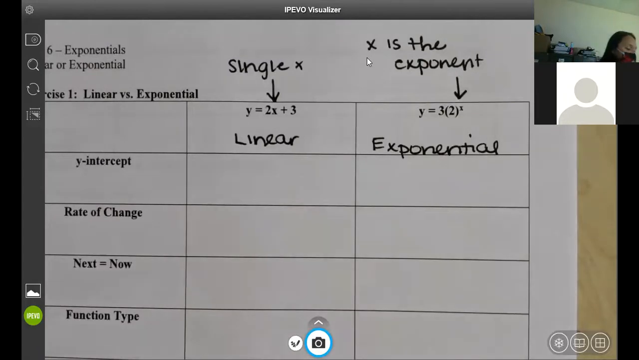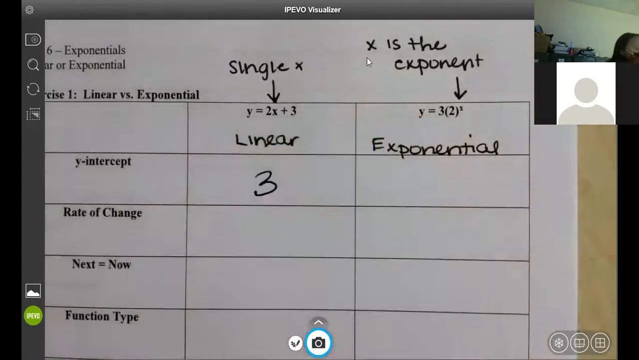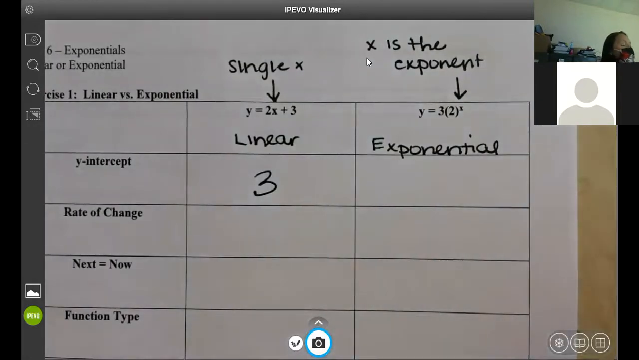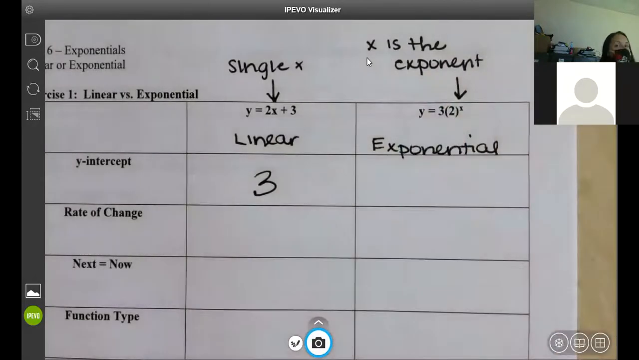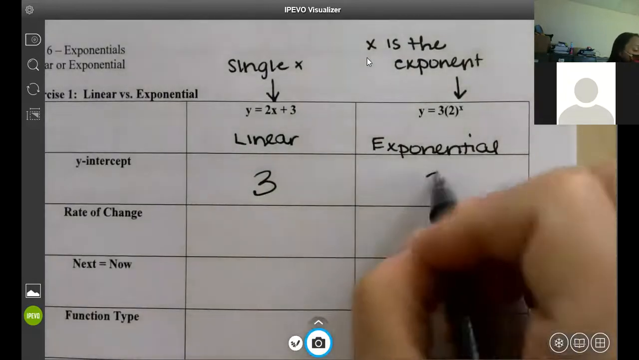What's your y-intercept? 3. Remember, it's where we start. For your exponential, don't forget your y-intercept is the one that's in front. So it's your y-intercept and then your multiplier. So what is your y-intercept on your exponential? 3, also 3.